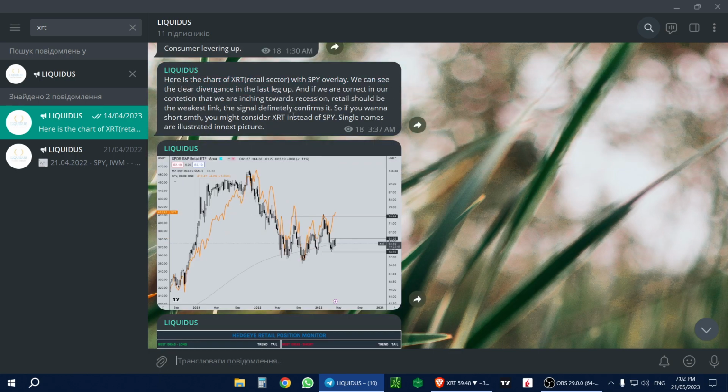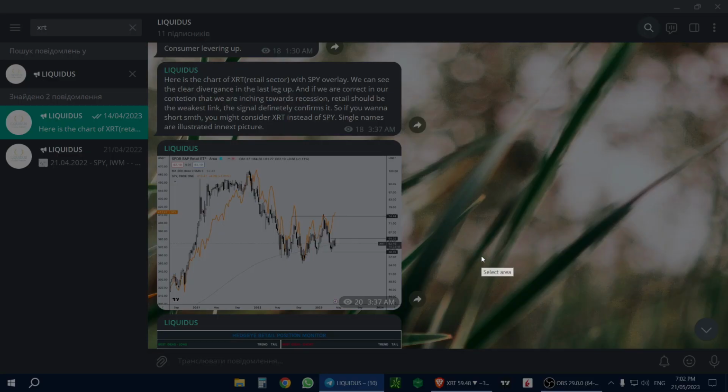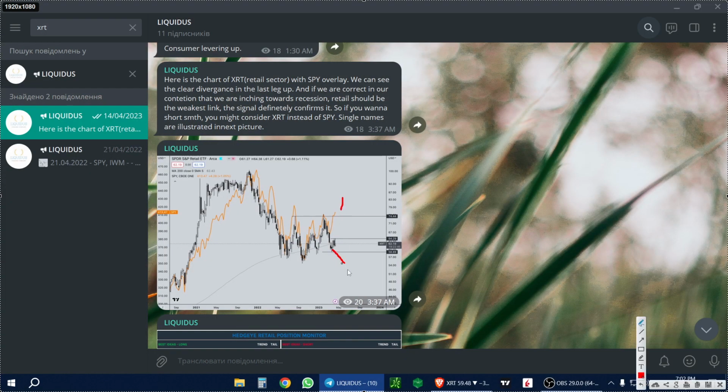Here's the chart of the XRT retail sector with SPY overlay. We can see the clear divergence in the last leg up, and if we are correct in our contention that we are inching towards the recession, retail should be the weakest link, and this is the reality of it. Look at this divergence, and this divergence has legs. We are going lower with retail.